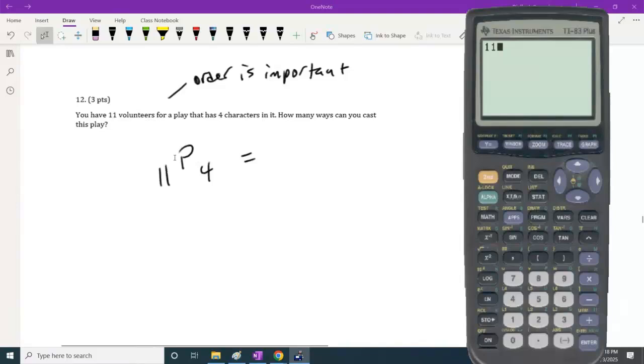And in order to find the permutation function, I'm going to go into math. I'm going to scroll over to PRB, which is probability. I'm going to use that second function. I'm going to put in the number of items we're selecting, which is 4. And we get 7,920. All right.